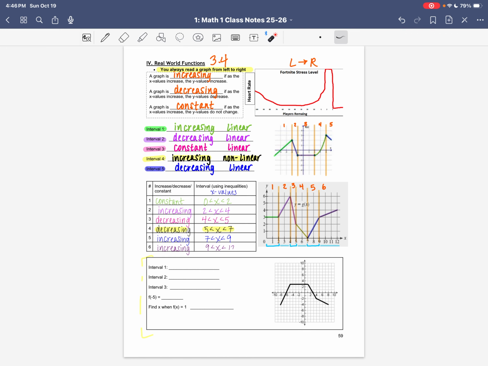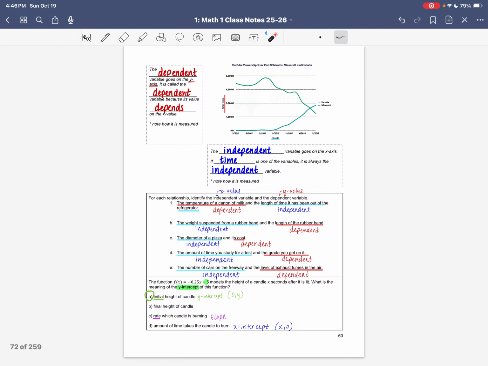So the biggest thing here in your real world functions is read the graph left to right, and then make sure you understand how to create the intervals, and then you have your independent and dependent variables.